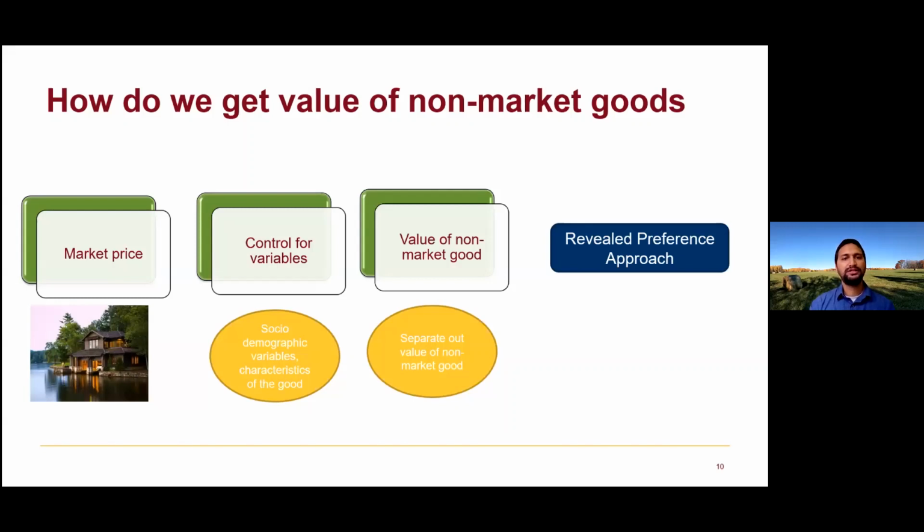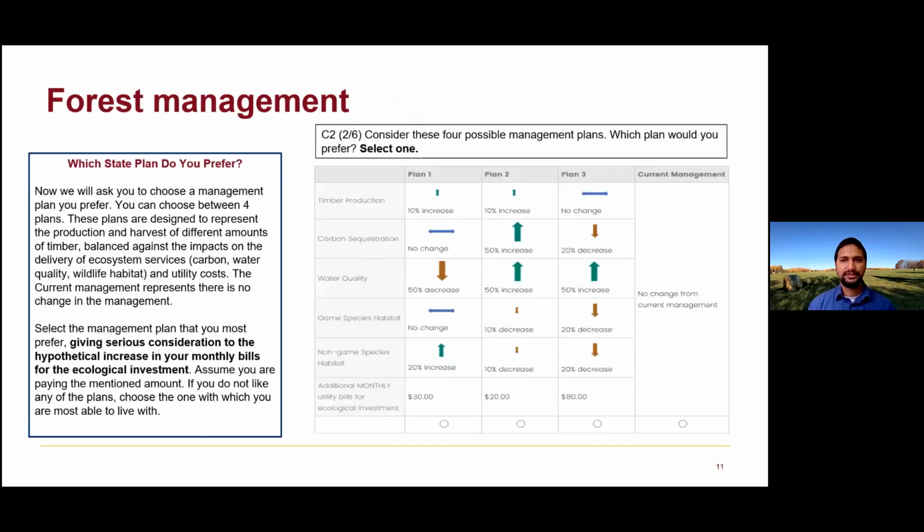And we control for all the socio-demographic variables and other characteristics of the housing, such as the number of bedrooms and bathrooms and so on. Then we can tease out the effect of only the water quality. If the water is clear and it has more recreational opportunity, we can find out what portion of that is attributed in the housing value. That way we can find out whether people care about water quality by observing their home buying choices.